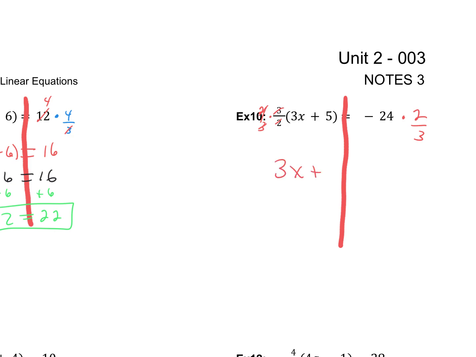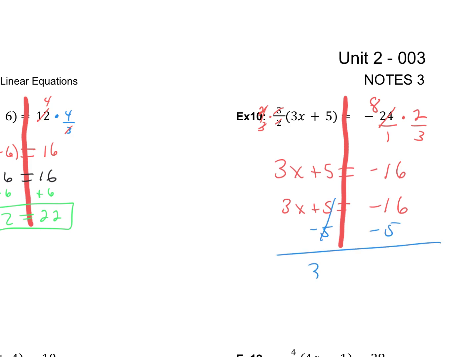Then you get 3x plus 5 equals, and you can cross cancel here. 3 goes into this 8. So that's negative 16. So 3x plus 5 equals negative 16. Now you're going to subtract 5 from each side. 3x equals negative 21. Divide by 3. x is equal to negative 7.